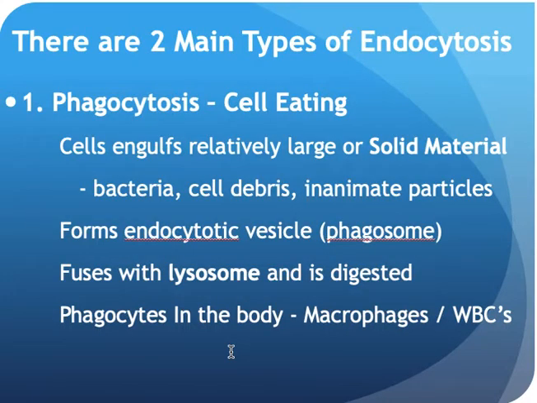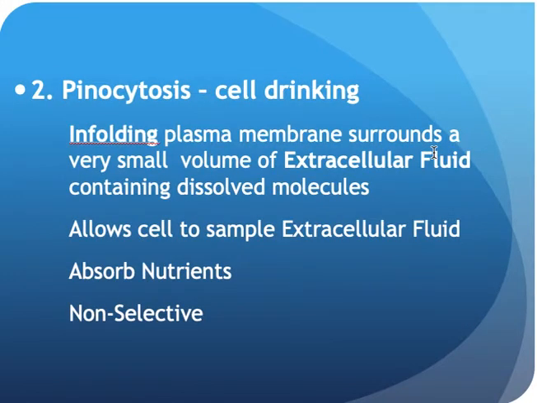There are two main types of endocytosis, and again, good terminology for your lecture exams. You get phagocytosis, which is cell eating, and this is where the cell engulfs relatively large or solid material. So phagocytosis, solid material. Bacteria, cell debris, and inanimate particles form this endocytotic vesicle. It's going to fuse with a lysosome, and then it's going to be digested. Important to remember, we're looking at endocytosis, and we have these two main types, and we want to know which one is used for solid material, and the other one is used for liquids.